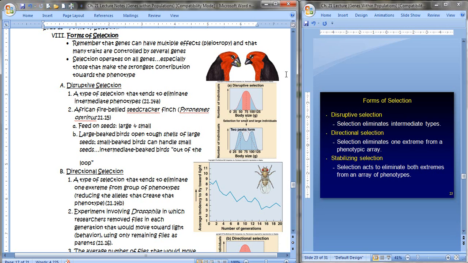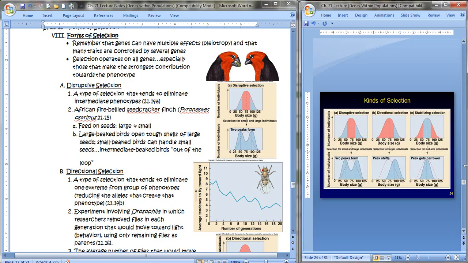The first, disruptive selection. I'm going to go ahead and show this picture here, which contrasts the 3 patterns. And the way that these work is the top graph is your initial population, the red is what's being selected against, and then in the end is your resulting populations. So we'll start right over here. Disruptive selection is a type of selection that tends to eliminate intermediate phenotypes.